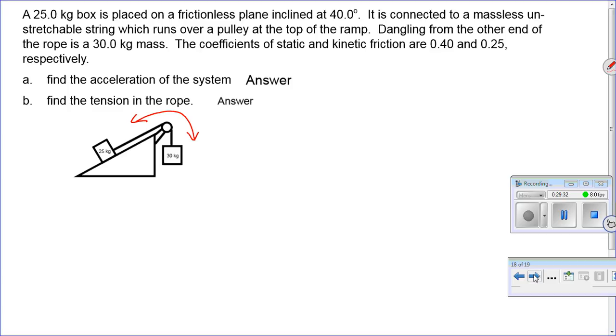So I am going to totally arbitrarily make this way positive and this way negative. Why? Because I like doing it that way. If you want to do it the other way, then do it the other way. It does not matter at all. I'll be able to figure it out as long as you're consistent.